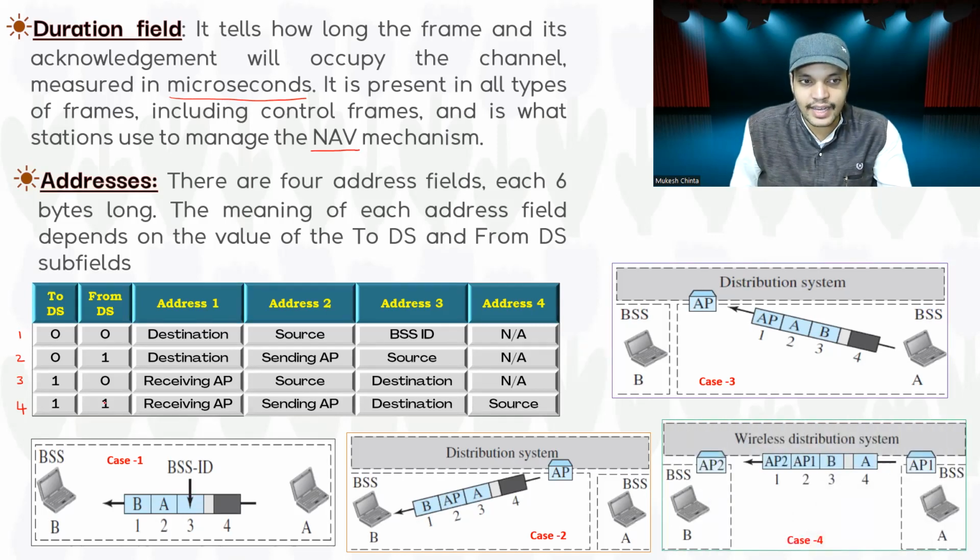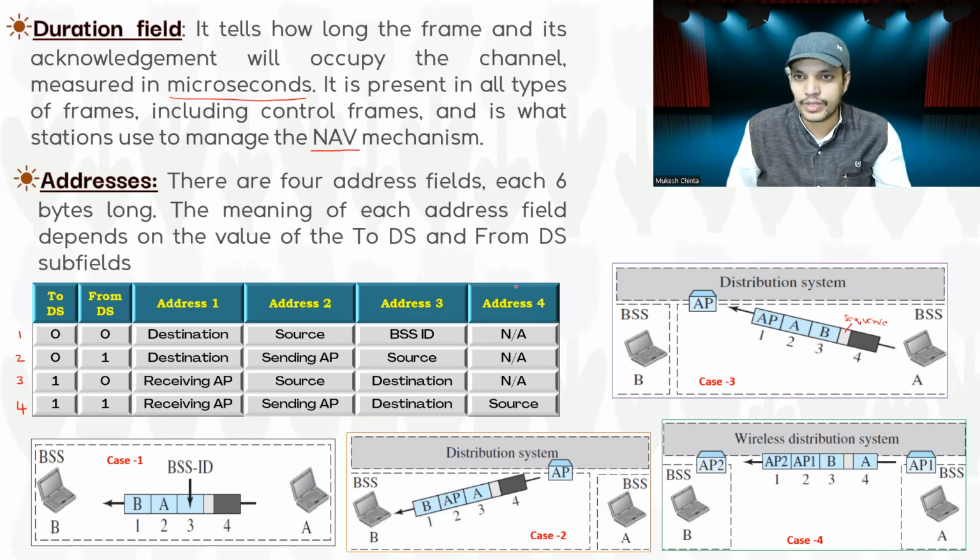Now, for the last case in which both To DS bit and From DS bit are set to 1, you can see here address 1 contains the receiving access point's address, which in this case is AP2, and address 2 contains the sending AP's address, which in this case is AP1. AP stands for access point. Address 3 consists of the destination address, which is B, and address 4 consists of the source address, which is A. You might see there is some small gap here. What is this gap? This is nothing but the sequence control field, which we shall discuss in the next slide.